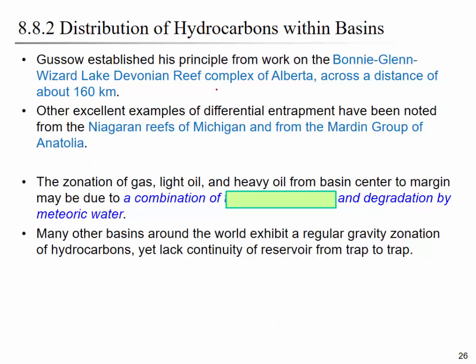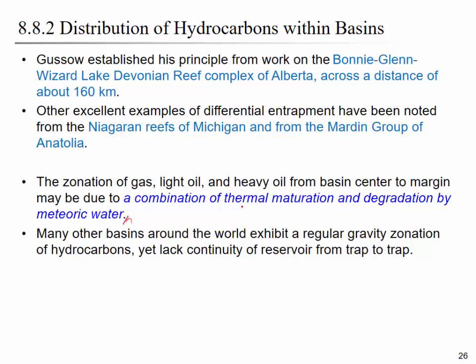So this was established based on the Bonnie Glen and Wizard Lake Devonian reef complex of Alberta, and another excellent example is the Niagaran reefs. And the zonation of light oil and heavy oil from basin center to margin may be due to a combination of thermal maturation and degradation by meteoric water. So another possibility is, I think we've known that gas comes from the kerogen when it transforms to oil and gas.